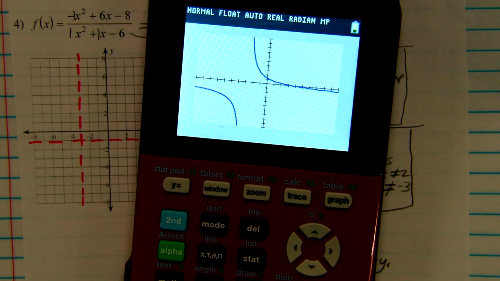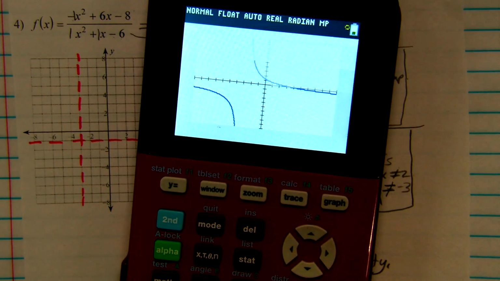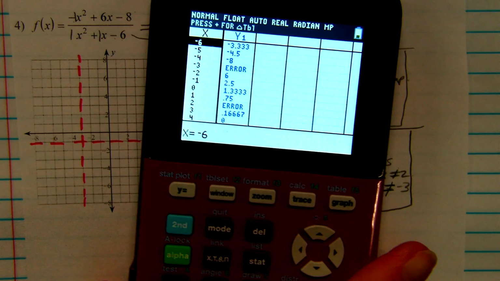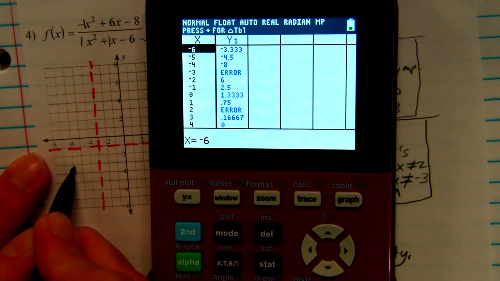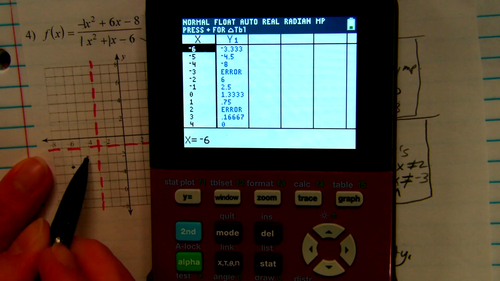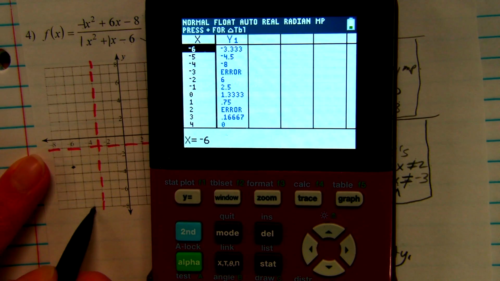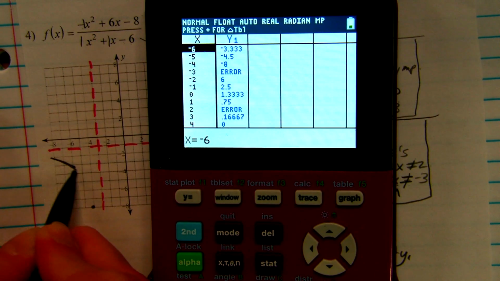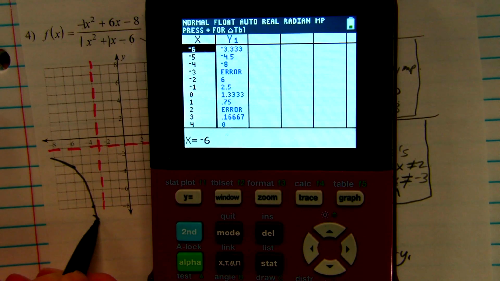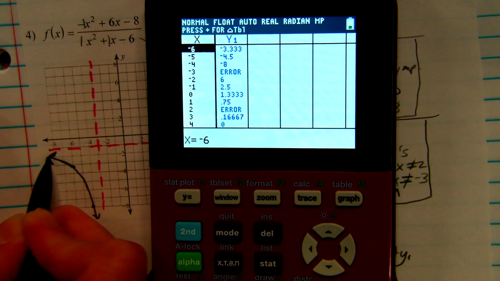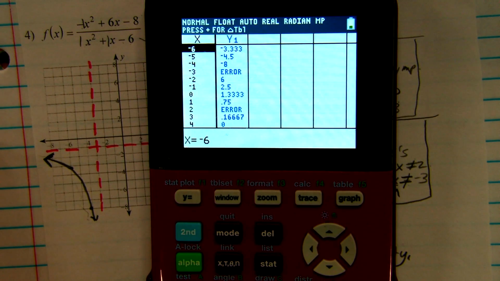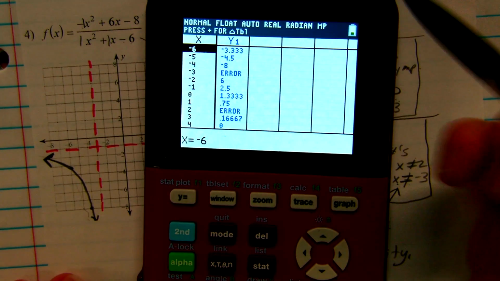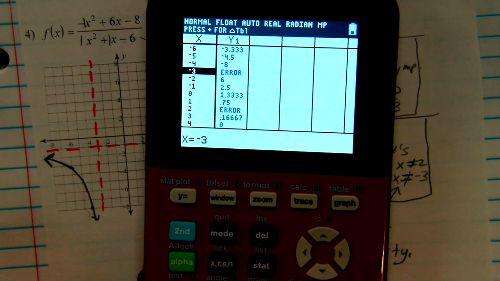And what's helpful is to go into the table and get some actual points. So if you do second and graph, and then you can get some points. So over in this area at -6, it's about -3.3. At -4, it's at -8. And that just kind of gives you a general idea of where this piece of the graph actually is. So getting a couple actual points in there will help you get the shape of the graph. And then this comes up and eventually gets close to that asymptote. And then -3, you see where it says error, that's where our asymptote is.